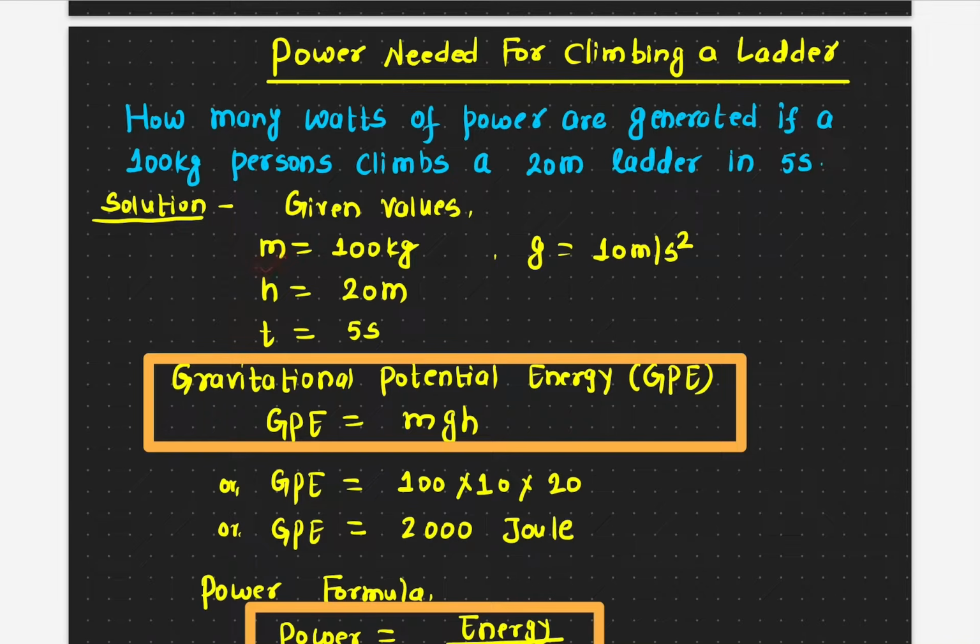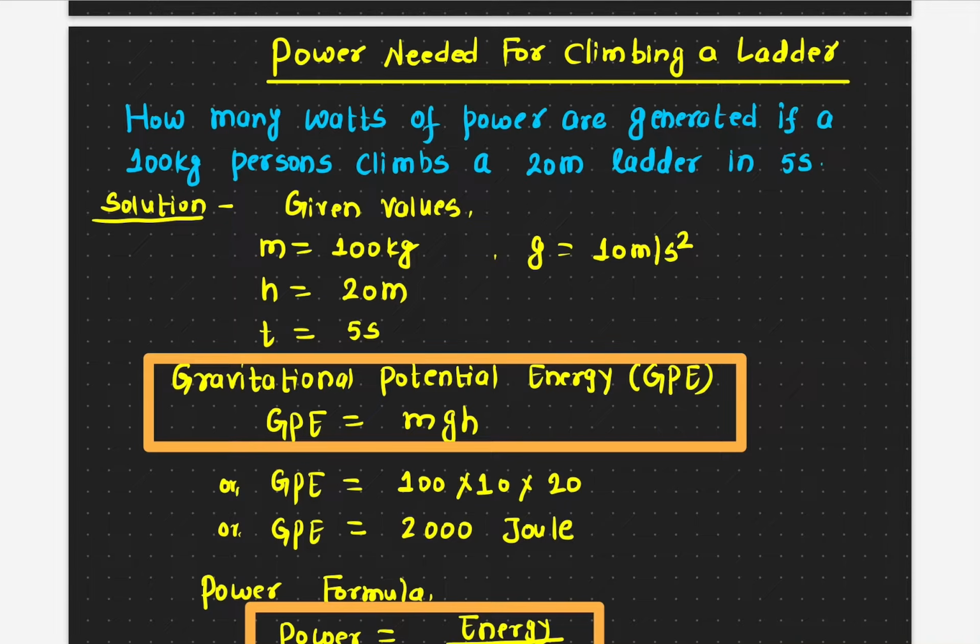The numbers given are the mass of the object is 100 kilogram, the height that you're going to climb is 20 meter, and the time is 10 seconds. And here I'm also choosing this value: g is 10 meter per second squared, and this is the acceleration due to gravity at the surface of the earth or close to the surface of the earth.